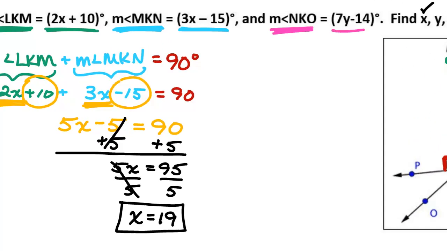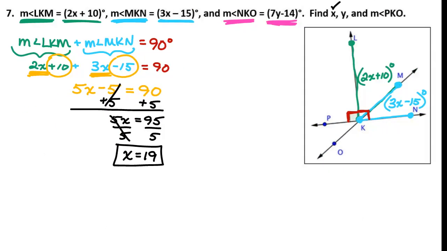Measurement of angle NKO is 7y minus 14. Well, here's NKO, 7y minus 14 degrees. How am I going to figure that out? I'm going to add which things together and get it to add up to 180. You're absolutely right.